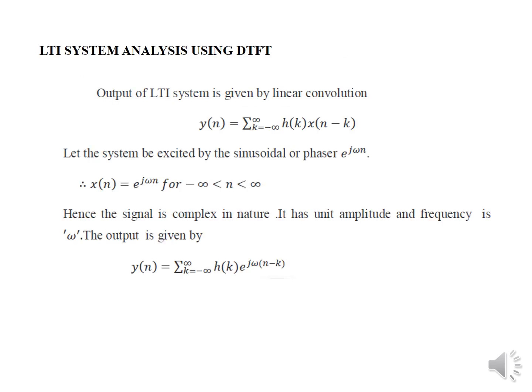Next one is LTI system analysis using discrete time Fourier transform. Let us start with the linear convolution, that is y of n equal to summation of h of k into x of n minus k. Let the sinusoidal phasor be given as x of n equal to e power j omega n. While we are substituting this in the equation, we get y of n equal to summation of h of k into e power j omega times n minus k.